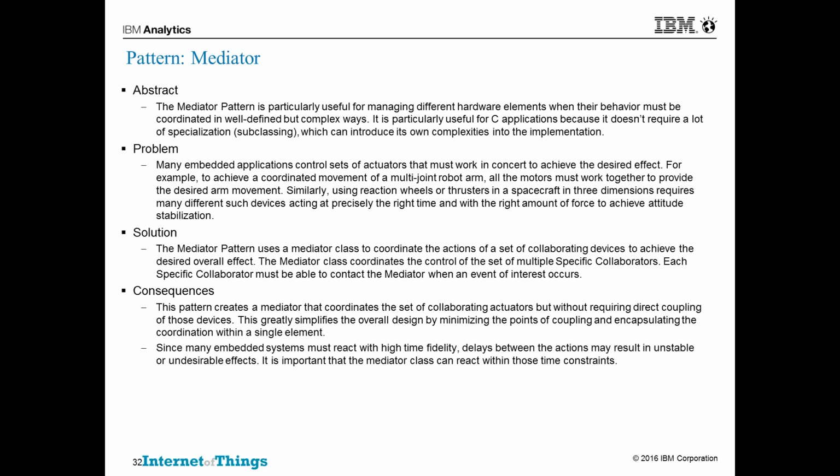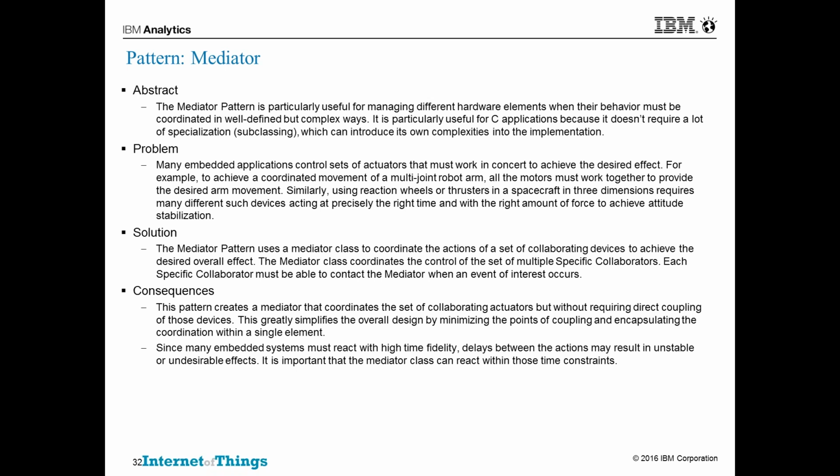It controls system actuators or other devices to achieve coordinated movement, for example, in a robot, right? Or coordinated firing of thrusters in a spaceship, for example, a spacecraft. So we have a mediator class that coordinates the system to achieve the desired overall effect. It has multiple what are called specific collaborators, a set of elements that we just mean to coordinate. So it doesn't require direct coupling of the devices to each other, just to this mediator, so it simplifies and reduces the complexity of interaction among all the elements in your system.